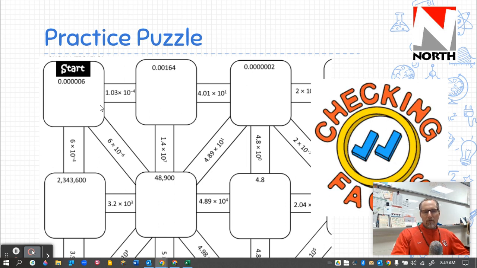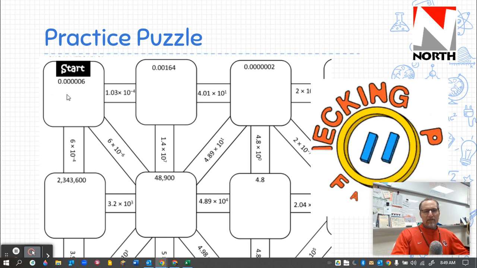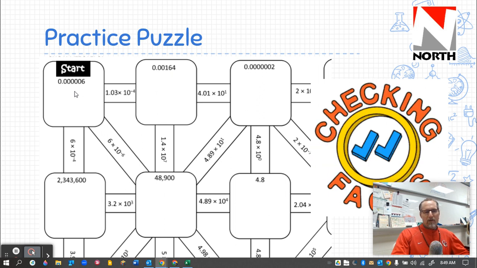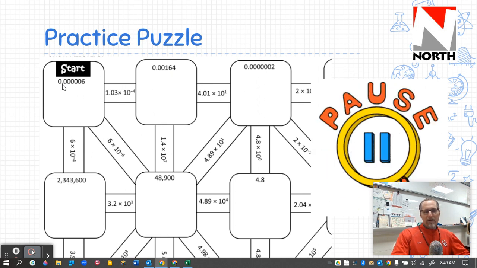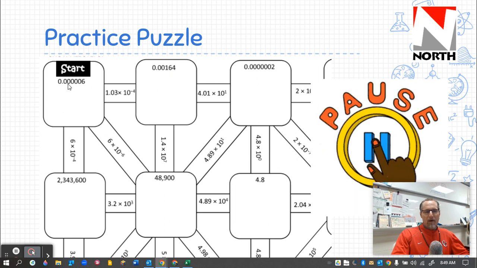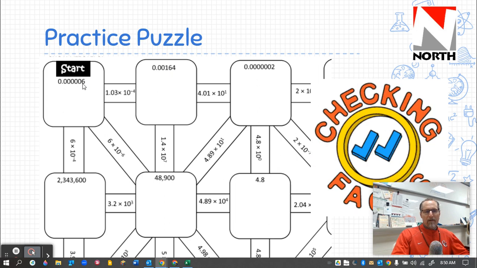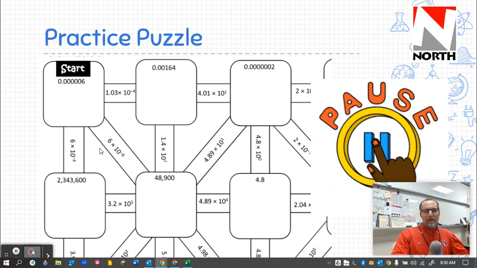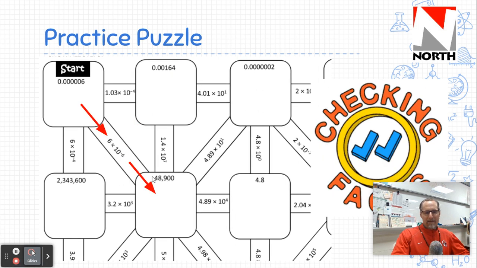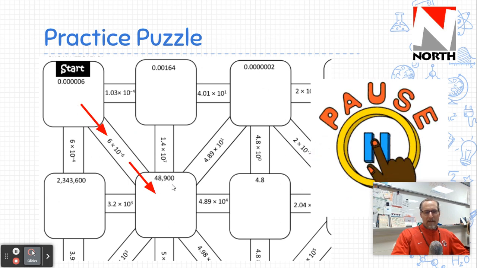The way this puzzle works is you'll start up here where it says start, and you want to then convert that into scientific notation and then pick the path that has the correct scientific notation. So I automatically know that it's going to be a small number, so it's going to be a negative exponent because this is a very small number, and I'm moving my decimal point over 1, 2, 3, 4, 5, 6 places. So it should be 6 times 10 to the 6. So this is the path that I want to take. So that is the path that I want to follow to get to the next one.